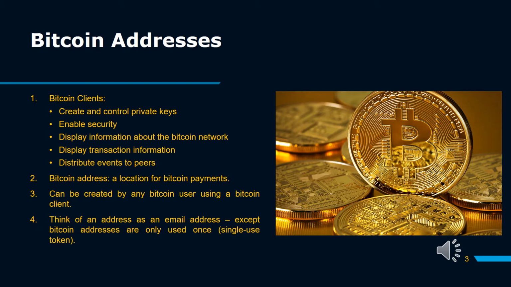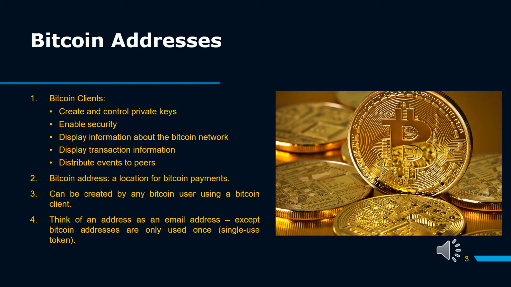1. Bitcoin clients. With these we create and control private keys, enable security, display information about the Bitcoin network, display transaction information, and distribute events to peers. A Bitcoin client is the end-user software that facilitates private key generation and security, payment sending on behalf of a private key, and optionally provides useful information about the state of the network and transactions. Information related to the private keys under its management. Syndication of network events to other peer clients.